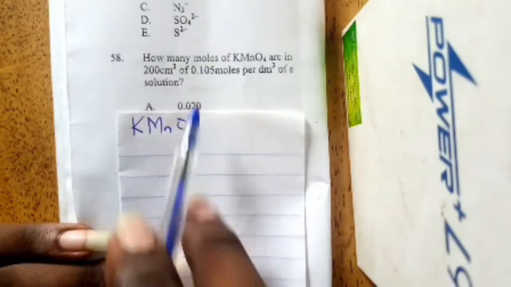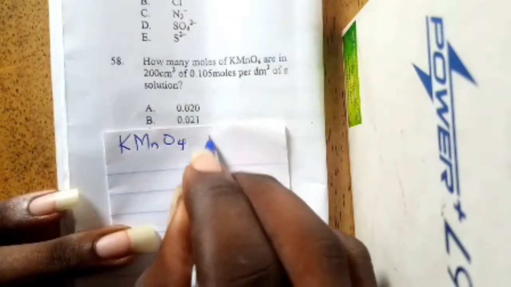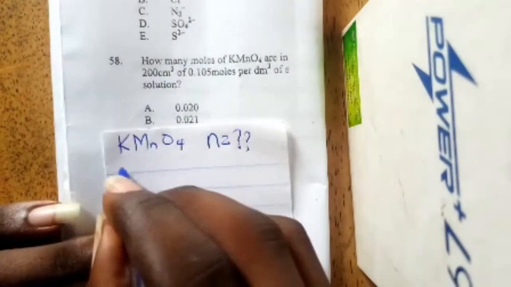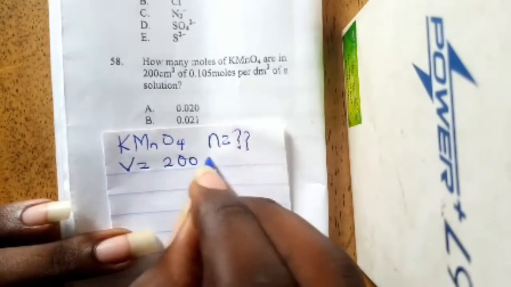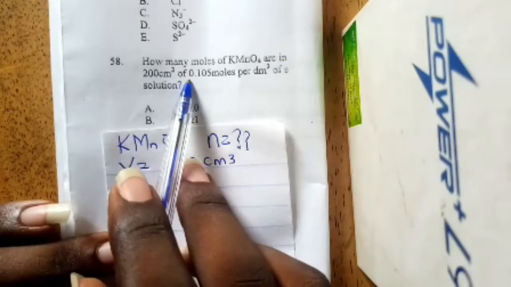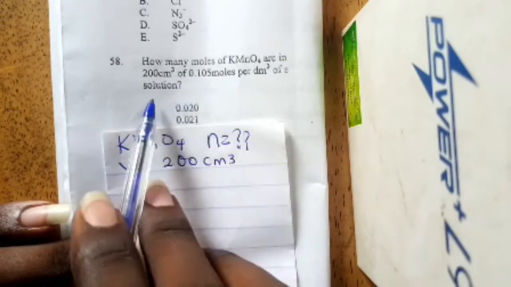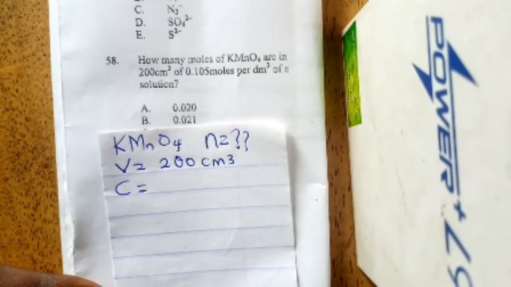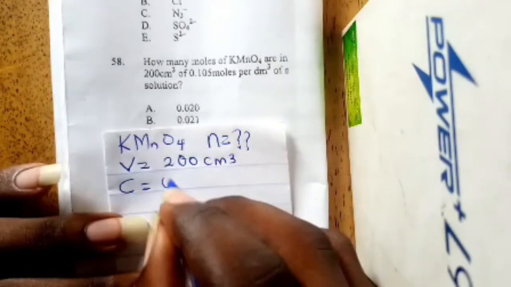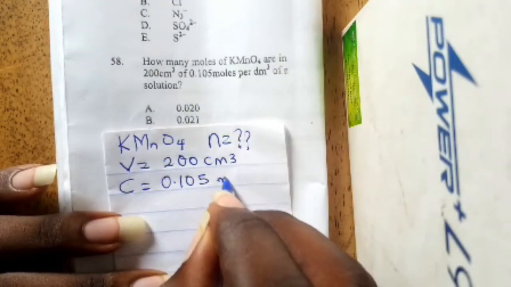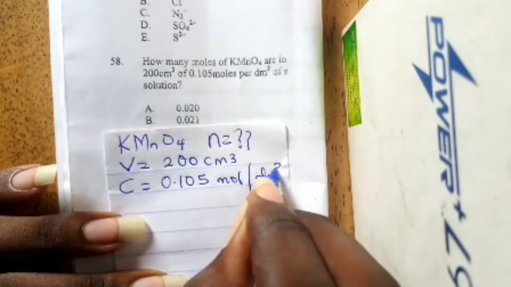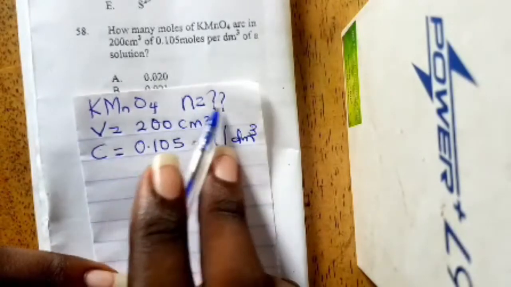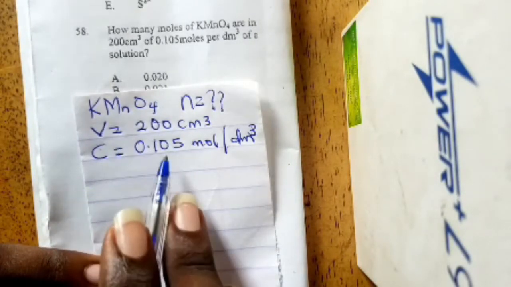Now I said how many moles. Let's find the number of moles. Are in 200 cm cube, and that is a volume, 200 cm cube of 0.105 moles per dm cube of the solution. That is the concentration. Remember that concentration is in moles per dm cube. So we are given the concentration of the solution, and we have to find the number of moles, given a certain volume and the concentration.